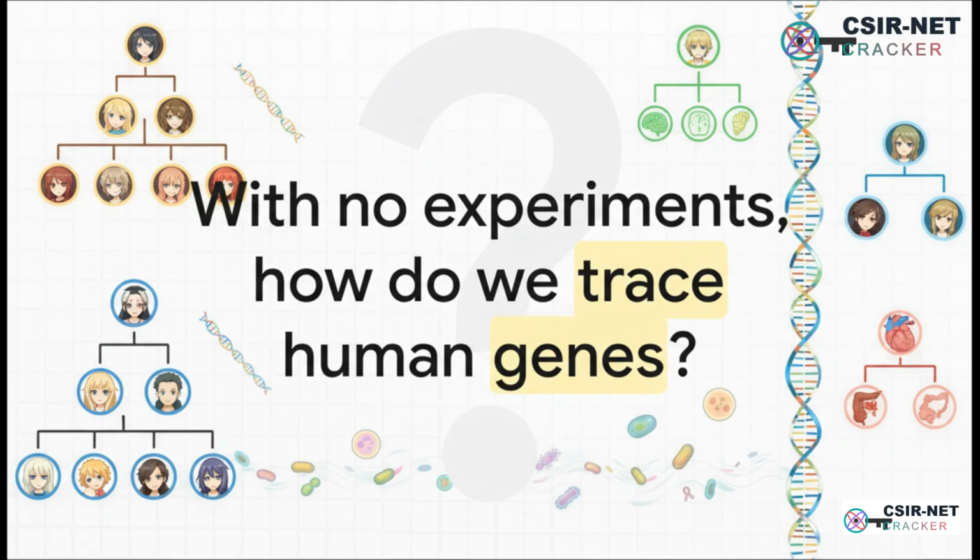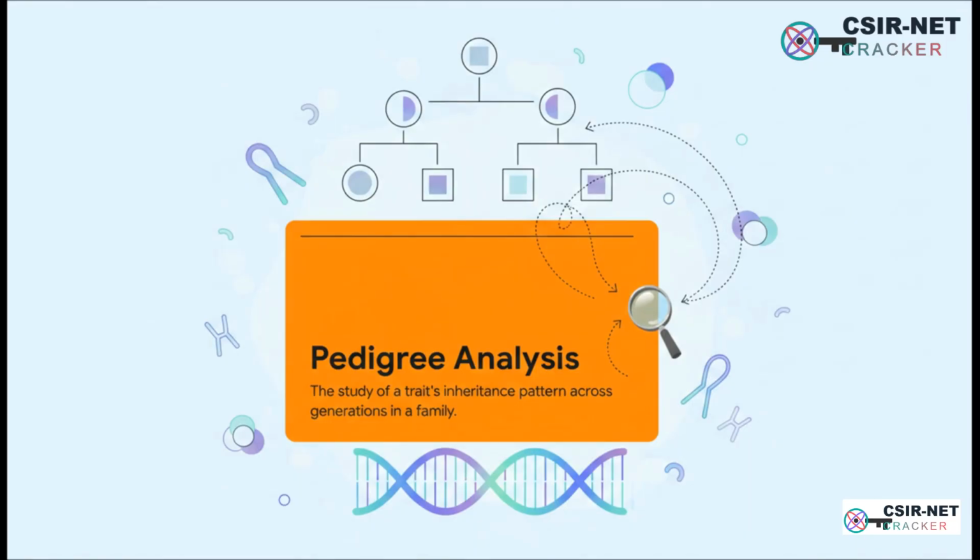Since we can't set up controlled experiments, geneticists have to work with the data that nature gives us, our own families. So the question becomes, how can you possibly trace the inheritance of a gene for, let's say, a genetic disease through all the messy branches of a family tree? Well, the first tool in the Human Genetics Toolkit is pedigree analysis, and this is basically just creating a super detailed genetic family tree. By tracking a specific trait or a disease through multiple generations, scientists can start to see patterns.